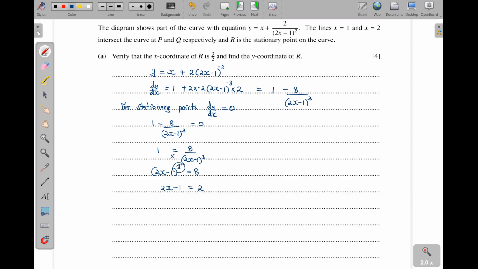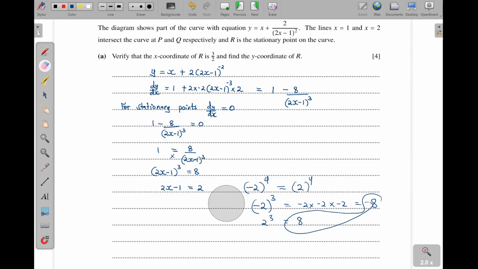Now, this is an odd power. So when you are taking the cube root, do not write plus or minus here. That one we do it for even powers. Okay? Because if I have like negative 2 to the power of 4, it gives me the same answer as 2 to the power of what? 4. But if I have negative 2 to the power of 3, this one will be negative 2 times negative 2 times negative 2, which is negative what? 8. But 2 power 3 gives us 8. So these two are not equal. So never put plus or minus when you are having odd powers.